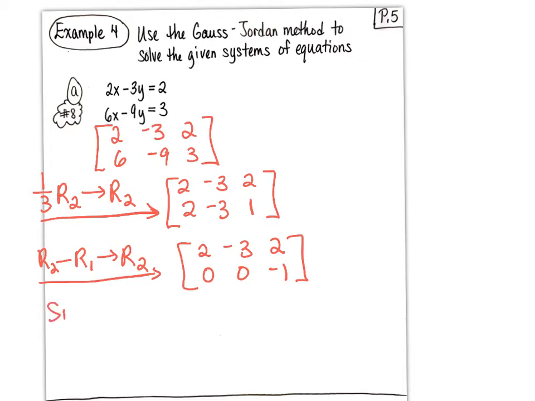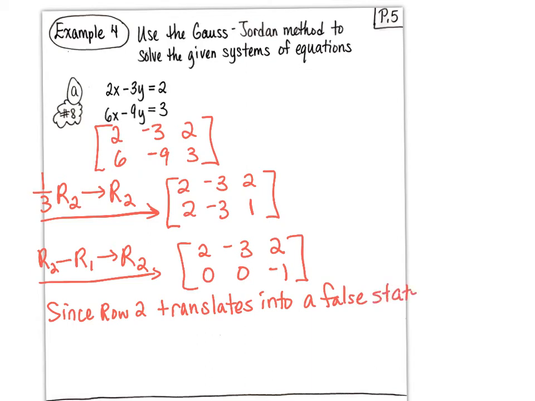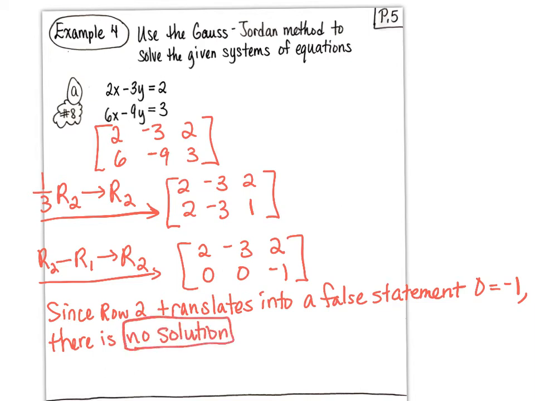So since, excellent work, since row 2 translates into a false statement, 0 equals -1, there is no solution. There is no solution here. Okay? And that's it.